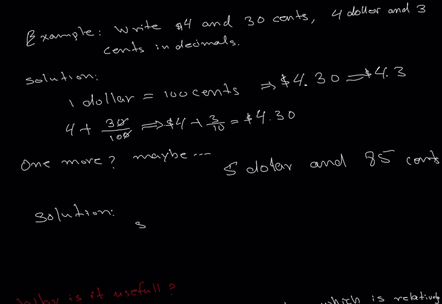So we write down 5 as a whole number right here, plus how many cents? 1 cent we can write down as 1 over 100. So 85 cents will be 85 over 100. So it'll be 5.85, 85 divided by 100 is 0.85. So that is our value, the decimal value.